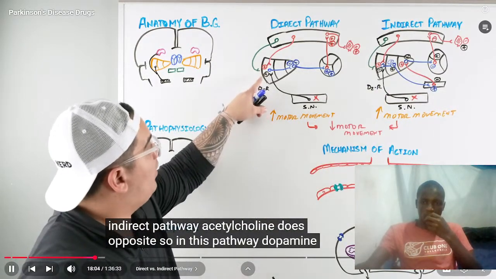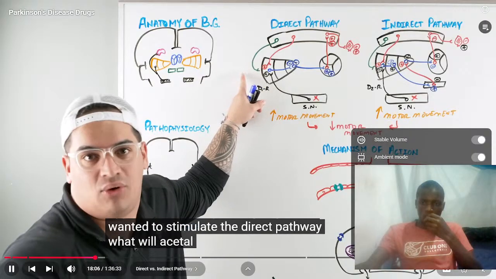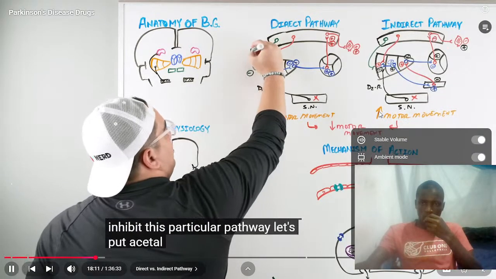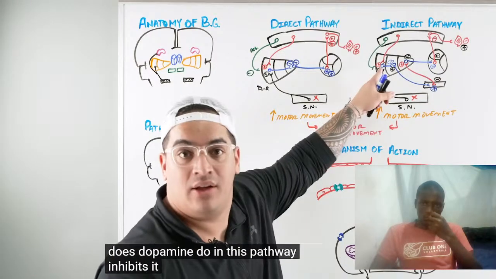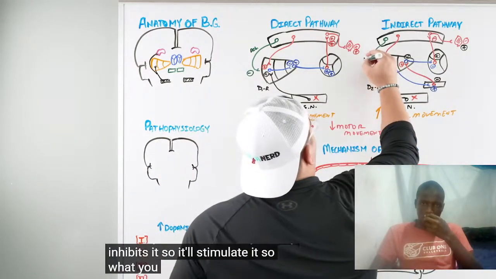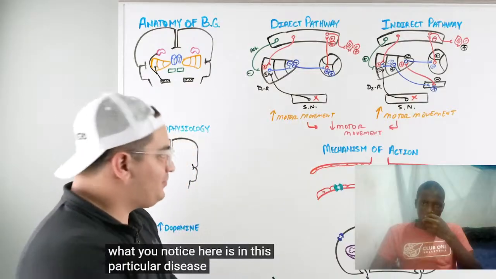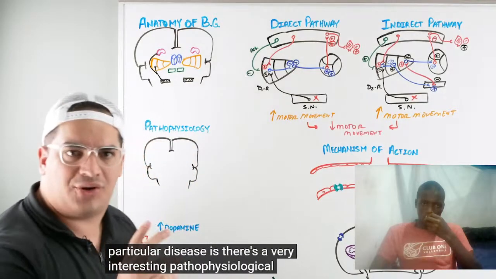So in this pathway, dopamine wanted to stimulate the direct pathway. What will acetylcholine do? It'll inhibit it. So acetylcholine wants to inhibit this particular pathway. In the indirect pathway, it does opposite. What does dopamine do in this pathway? It inhibits it. So acetylcholine will stimulate it. So what you notice here is, in this particular disease, there's a very interesting pathophysiological process.